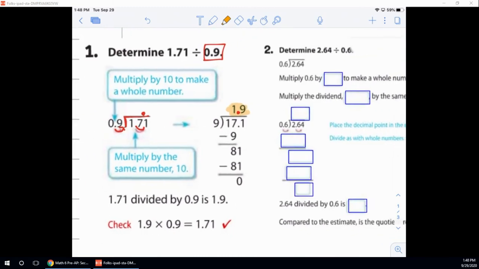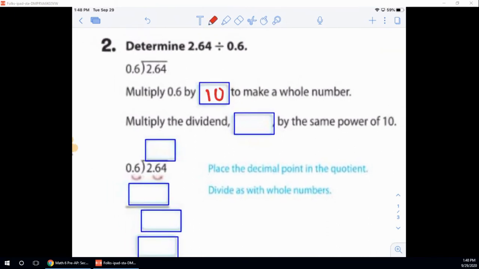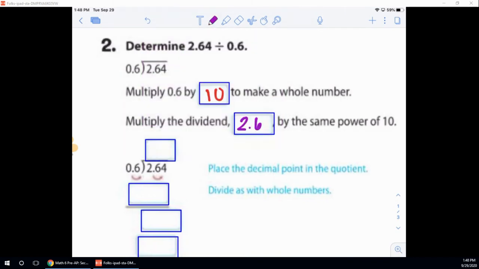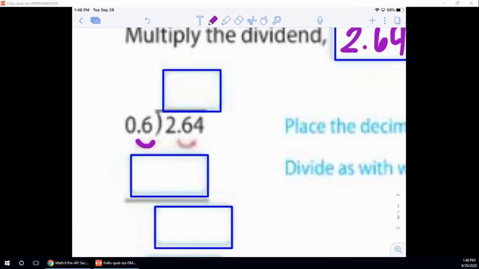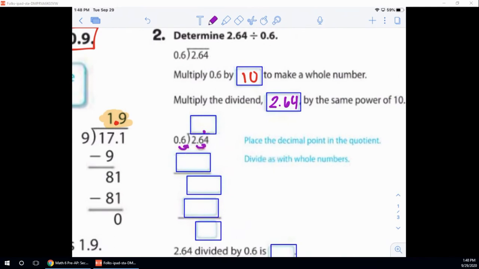Let me show you another example. We're going to multiply 6 tenths by 10 to make a whole number. Then we're going to multiply the dividend by the same power of 10. So the dividend is actually, let me change colors here, 2 and 64 hundredths. So we're going to multiply the dividend, 2 and 64 hundredths, by the same power of 10. And so that's what happened right here. I moved it over one time, and then my decimal would go right there. That's what this says: place a decimal in the quotient.